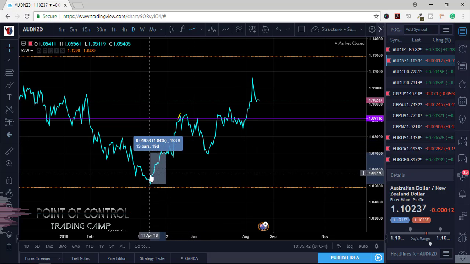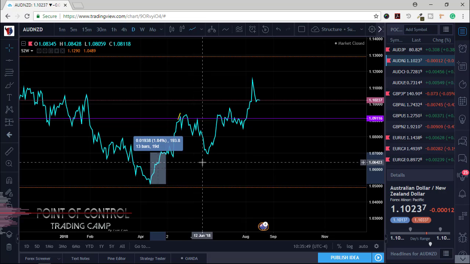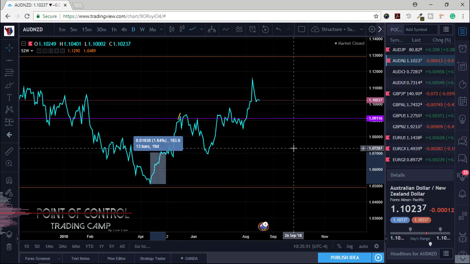193 pips. This was a longer rally. This is the Australian dollar and the New Zealand dollar, the Aussie, so it does take some more time to move. The Euro yen, as I showed you earlier, is a much faster pair. Everybody knows that.